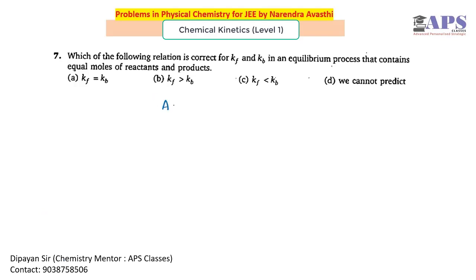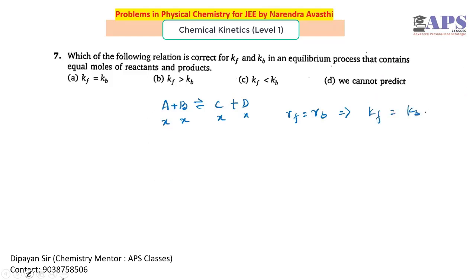In question number 7, it is very difficult to predict because we don't have the reaction. So if the reaction is given like this, A to B, C to D, and it is a reversible reaction, okay, and initially all the moles are equal, so we can write that X, X, X, X. So in this case, rate of forward equal to rate of backward, and the final expression will give Kf equal to Kb.